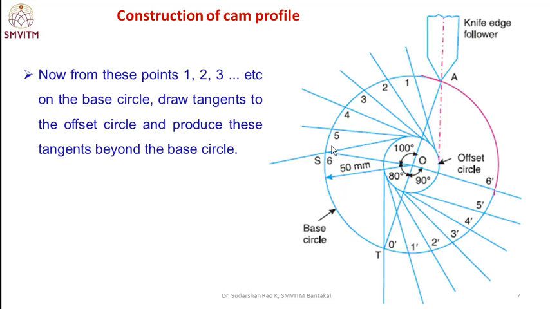Okay, this is the difference: if there is an offset, you have to draw the offset circle, and from these points you have to draw the tangents. These are the required points, and extend these lines.